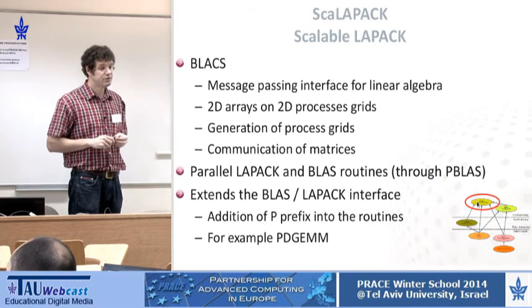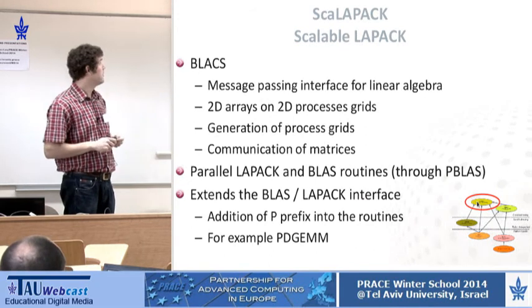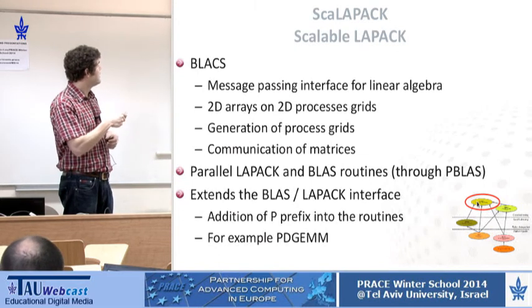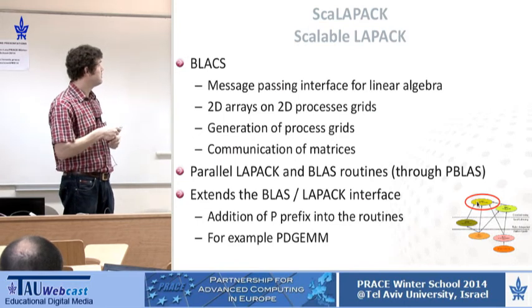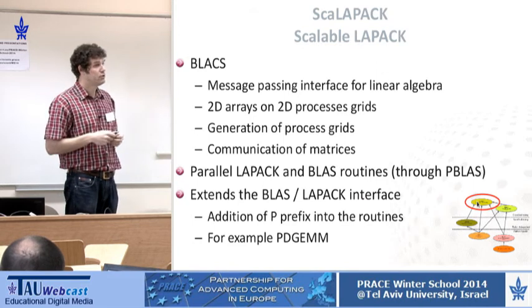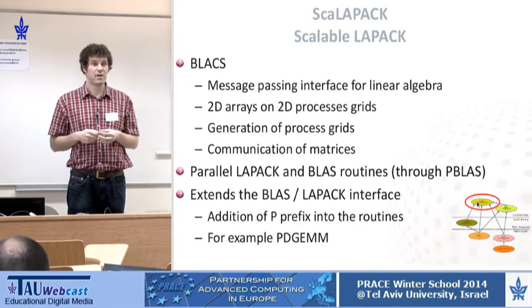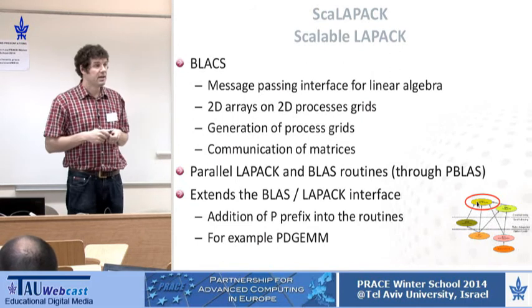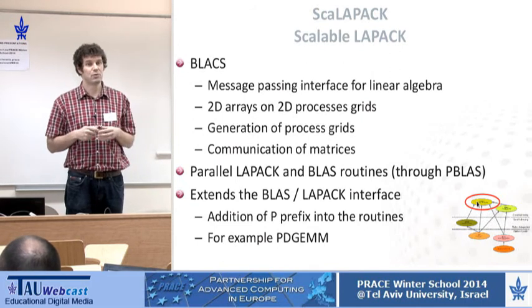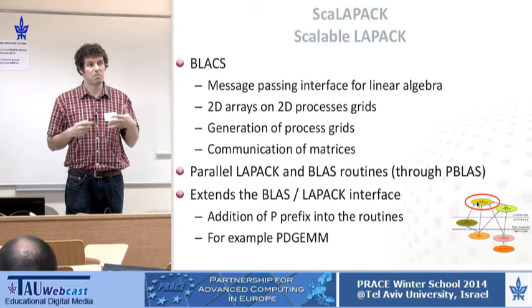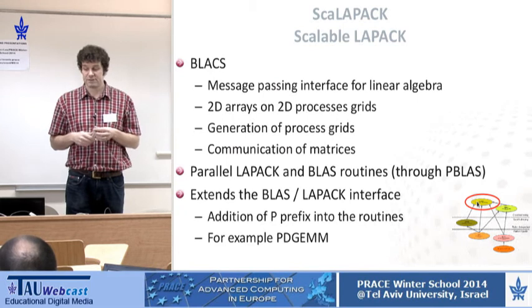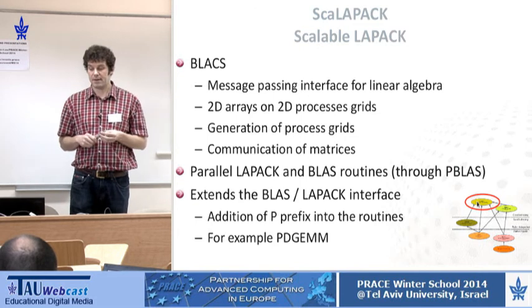ScaLAPACK, as mentioned, is the parallel version of LAPACK. It relies on a very basic message passing layer. So basically, that operates just with 2D arrays on 2D process grids. And there are some communication routines specific for matrices. In many cases, you don't really use this BLACS communication by yourself, but you might have to create some process grids if you want to use ScaLAPACK or PBLAS.